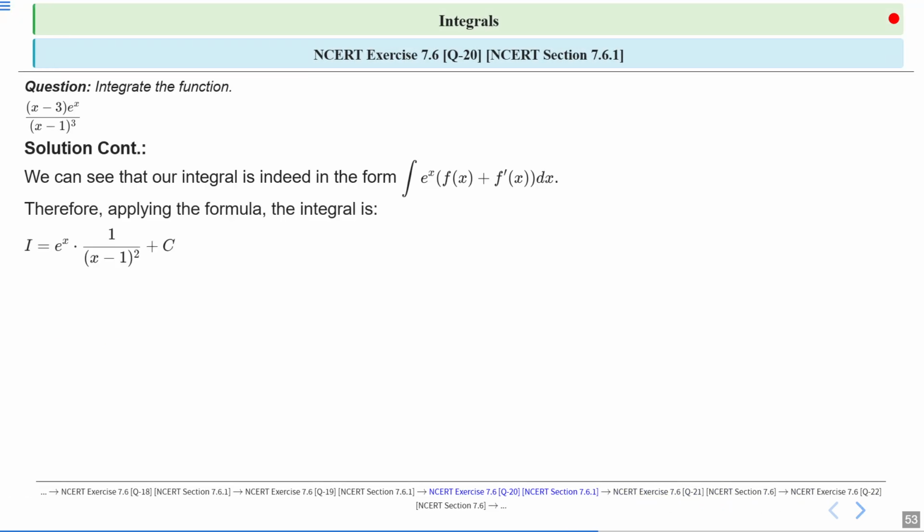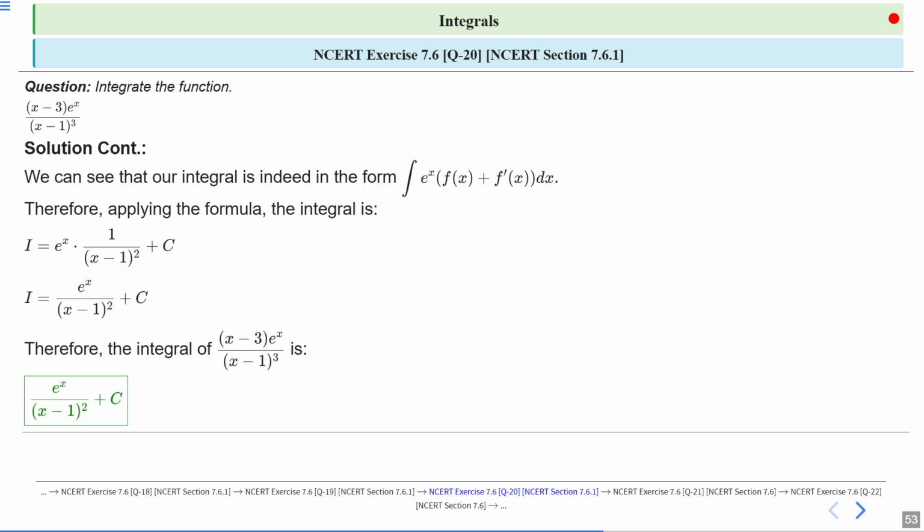We can see that our integral is indeed in the form of e^x into f(x) plus f'(x) dx. Now apply the formula. So the value of the integral is e^x into f(x), that is e^x into 1 by (x minus 1) whole square plus c. Therefore, the final answer is e^x by (x minus 1) whole square plus c.